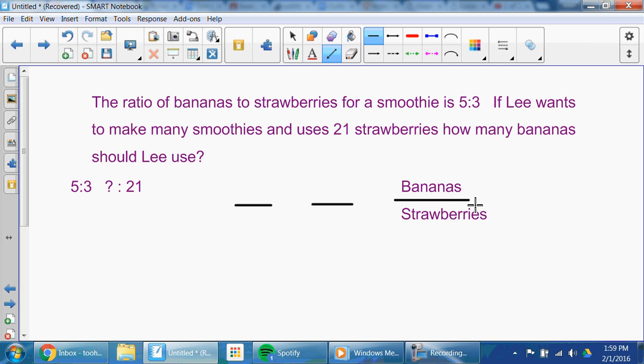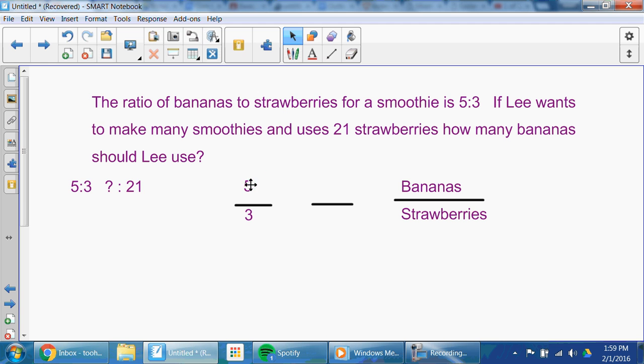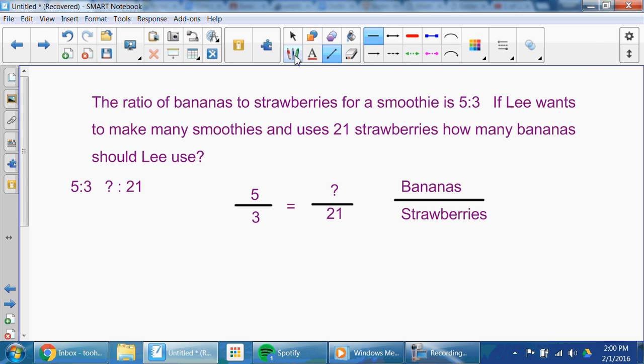Okay? So what we do is we set them up into a fraction. So I would get a 5 on the top of the first fraction and a 3 on the bottom of the first fraction. Okay, that resembles the first ratio. I'm going to have an equal sign in between them because it needs to equal. I don't know how many bananas, so I'm going to put a question mark, and then I'm going to put 21 down here. Our method for doing this is what we called cross multiply.